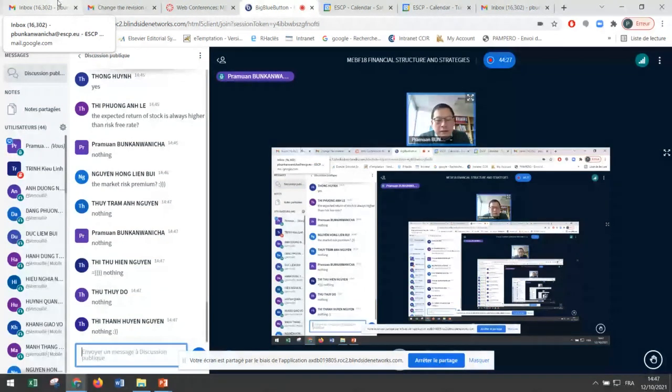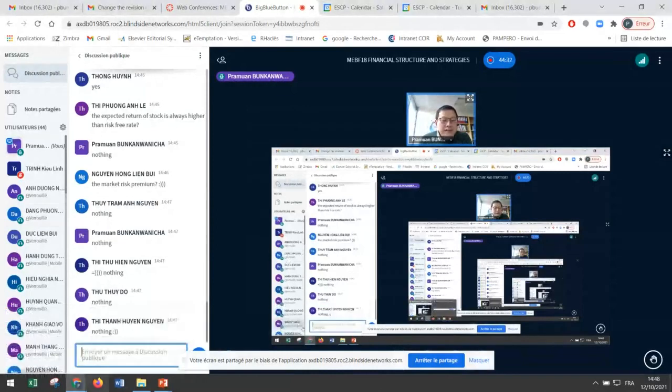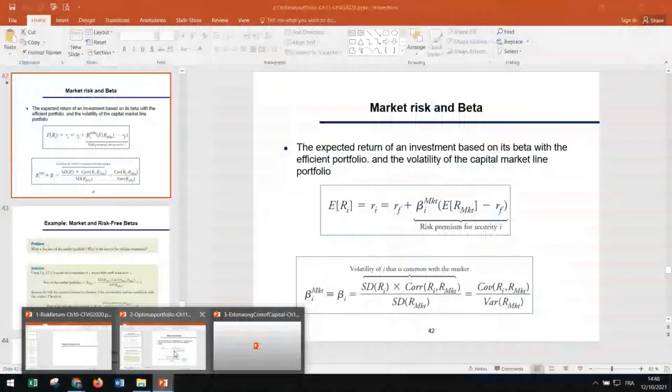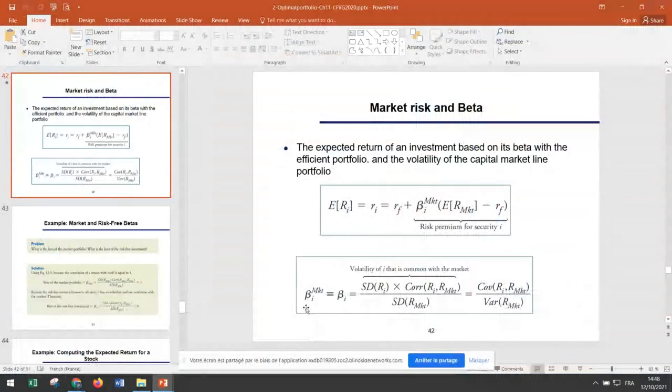So if you don't know how to compute the beta, this is the formula for the beta. The beta represents the standard deviation of RI multiplied by the correlation of RI and RM, divided by the SD of RM. So it represents how sensitive the returns of stock I are relative to the market return.